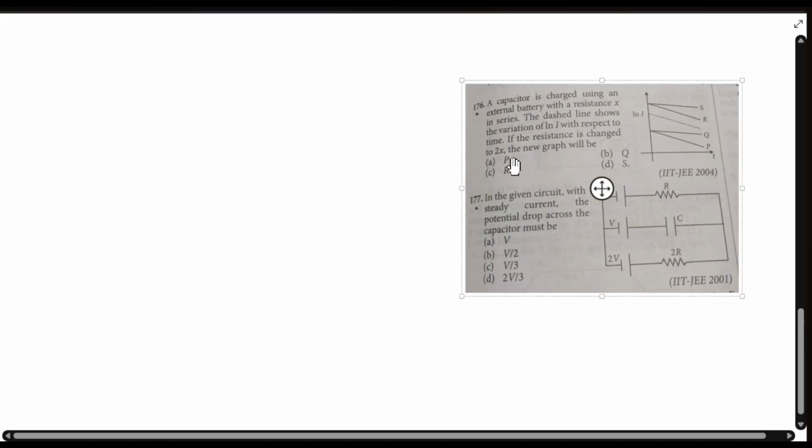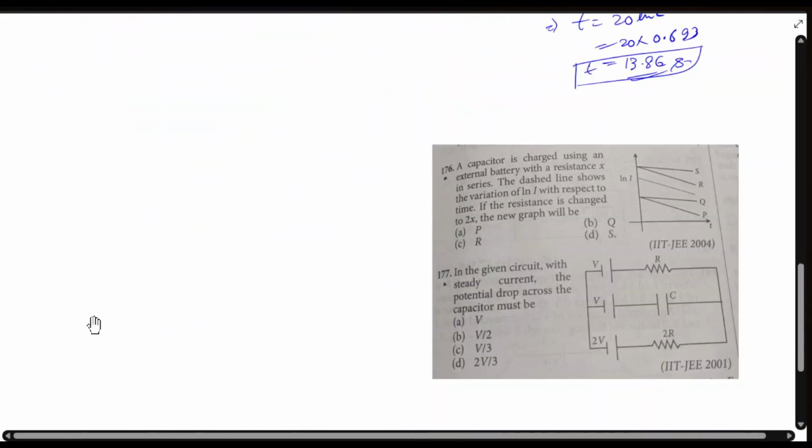So these are simple questions. That is why I'm going with a bit more speed. Okay. So this is our fourth question. Now we have a capacitor charged using an external battery and the resistance X in series. Again, the dashed line shows the variation of ln I with respect to time. If the resistance is changed to 2x, the new graph will be.